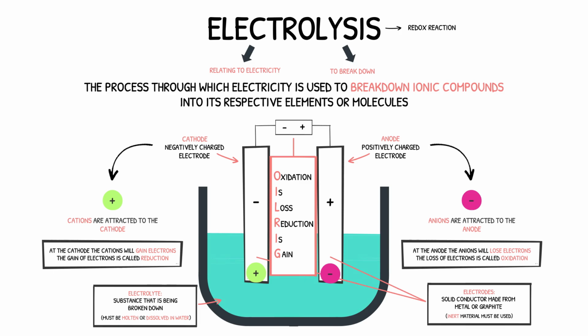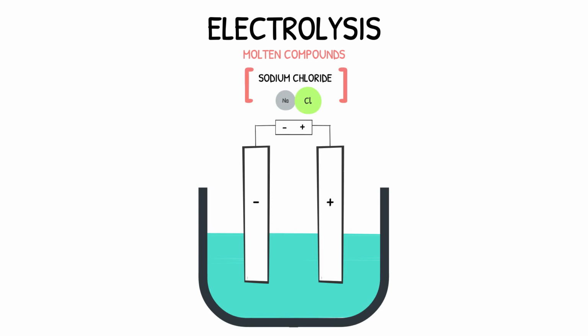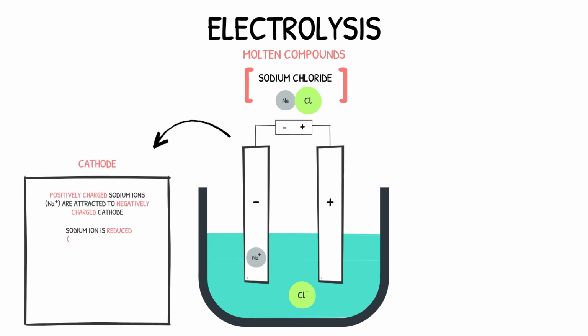Now that we understand the basics of electrolysis, let's look at this process with an example. We'll start firstly by looking at the electrolysis of molten sodium chloride. In its molten state, sodium chloride splits into positively charged sodium ions and negatively charged chloride ions. The sodium ions are attracted to the cathode. At the cathode, the sodium ions are reduced, gaining one electron to return back to neutral sodium atoms. Sodium metal is discharged and will begin to form at the cathode.